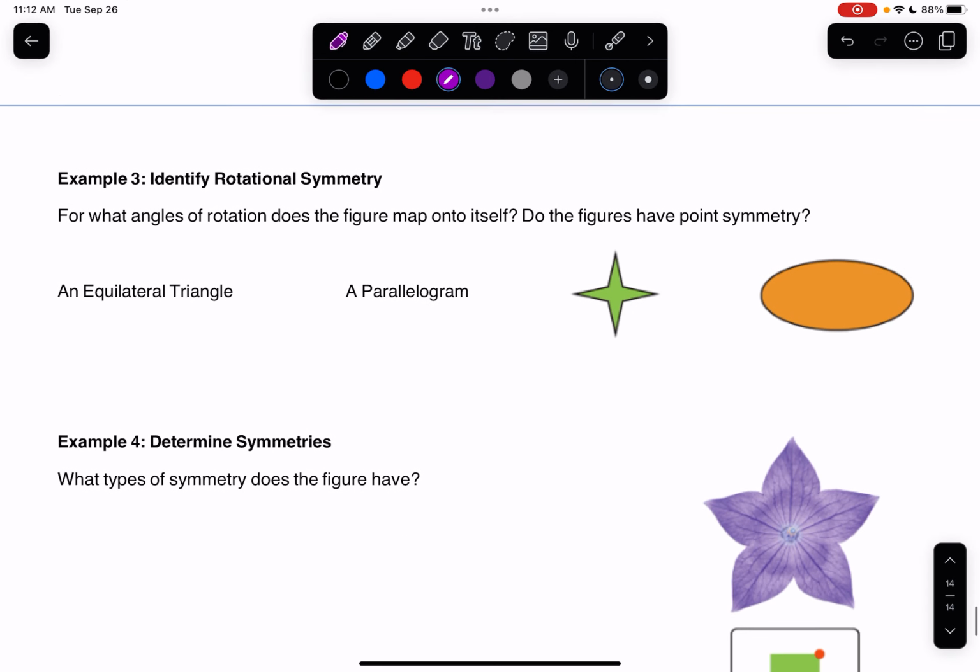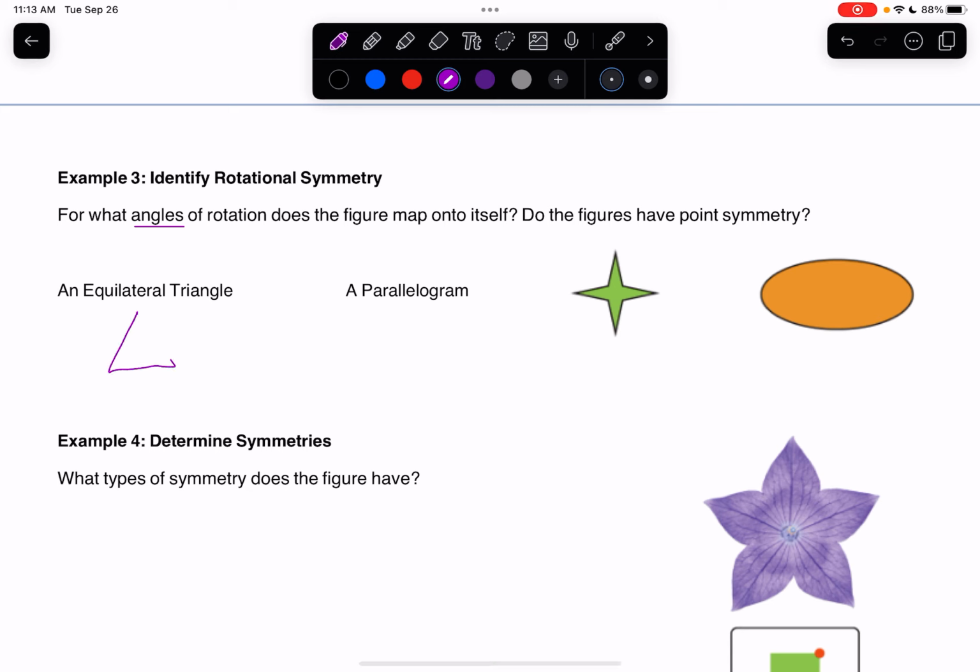Down here, we're going to look at rotational symmetry. For what angles of rotation does the figure map onto itself? And do the figures have point symmetry? So for rotational symmetry, we want to identify the angles that cause the shape to be symmetrical. So here, first of all, we have an equilateral triangle. And in this equilateral triangle, we can say, all right, how many degrees would we need to rotate this triangle around its center in order to make it look exactly the same?